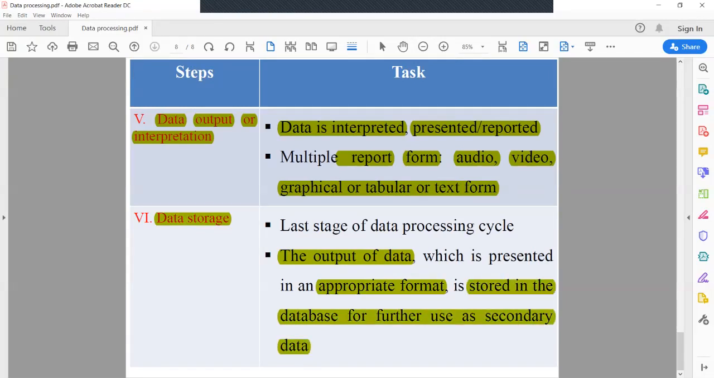So that is all about the data processing cycle. The data processing cycle always starts from the collection of raw data, and then that raw data is processed through various steps in order to make valuable or meaningful information from the raw data.